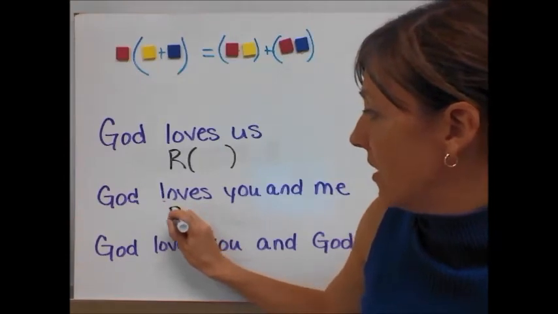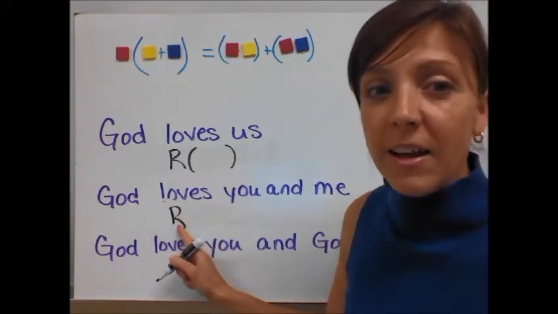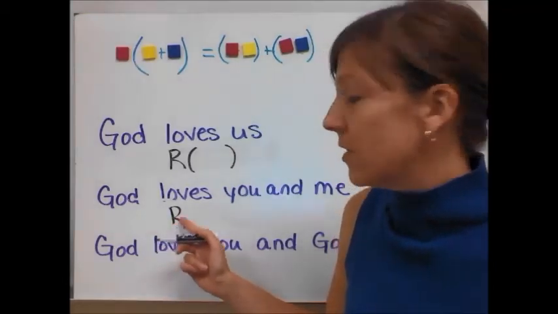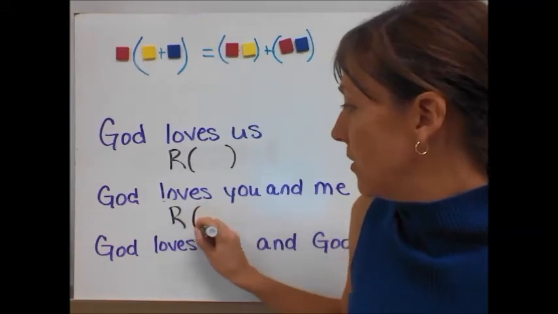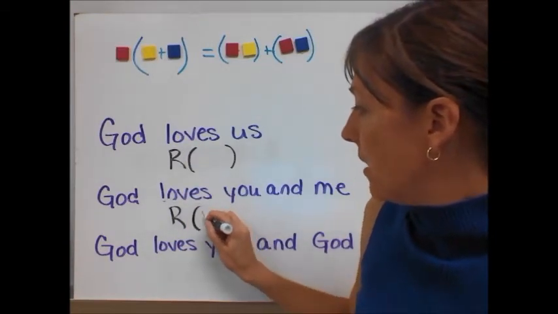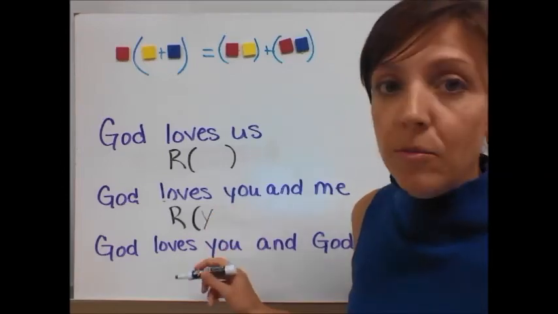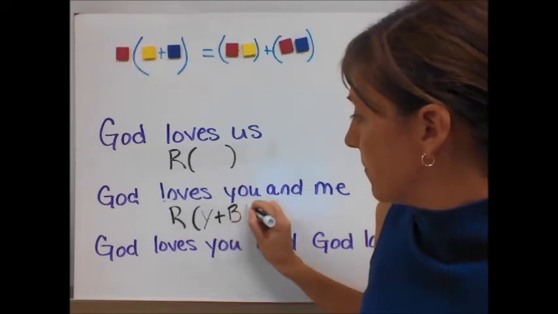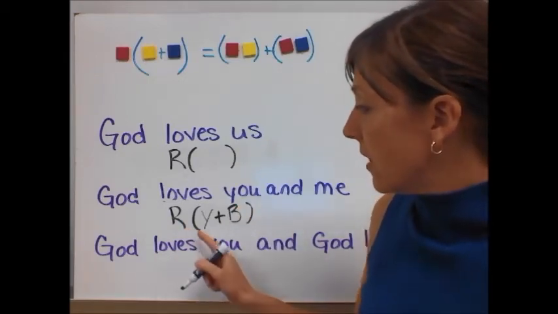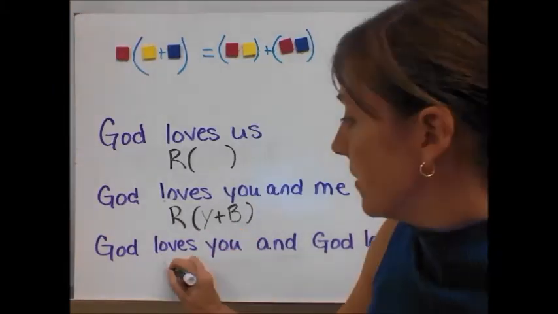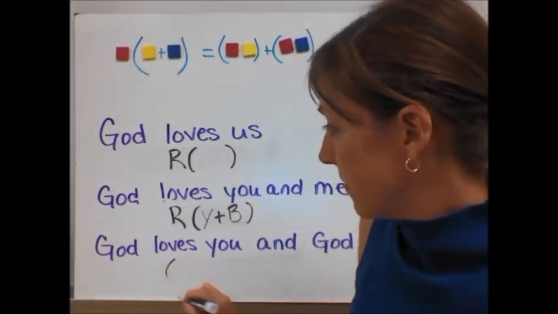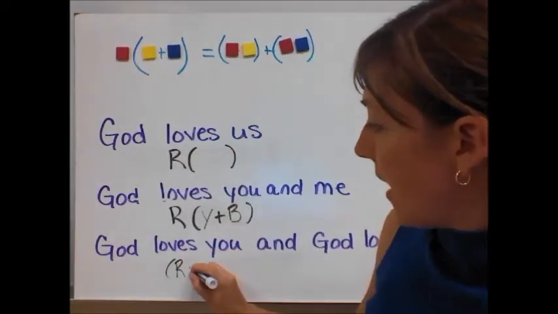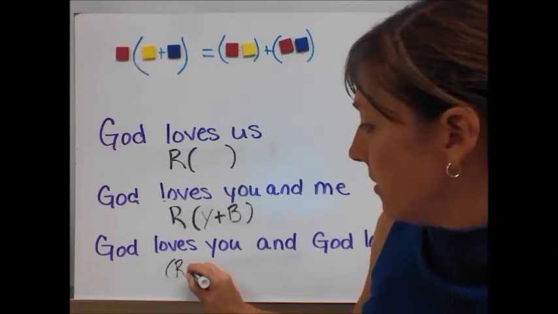Well, God, and I'm putting R for red. This can represent a variable. Variables stand for numbers, so this could be any number. God loves you, and we'll put Y for yellow, for you, and me, we'll put B for blue. God loves you and me. So, God, which is represented by the red chip, loves, which is multiplication. I'll put an X there.